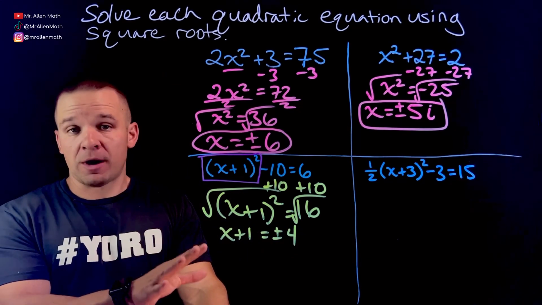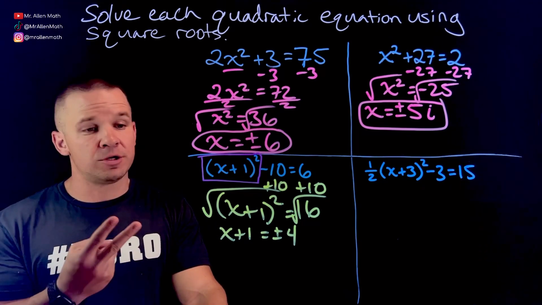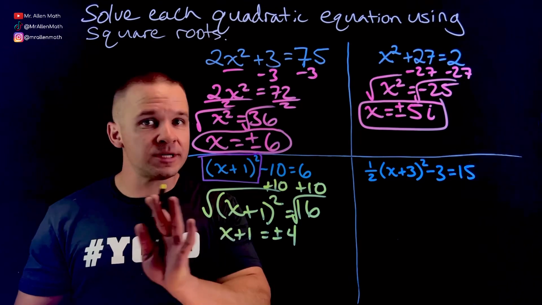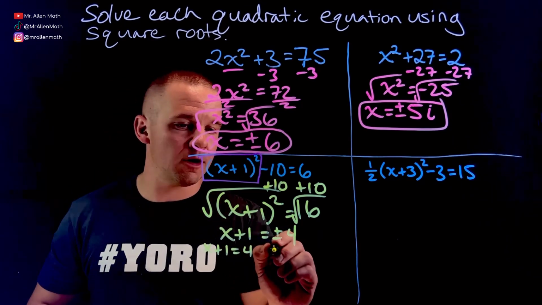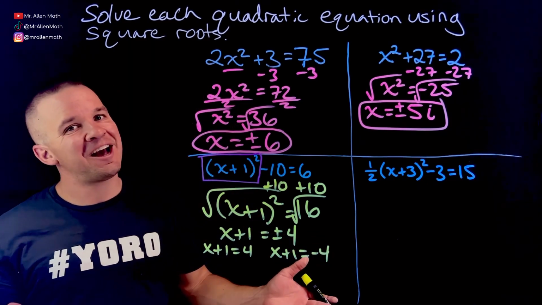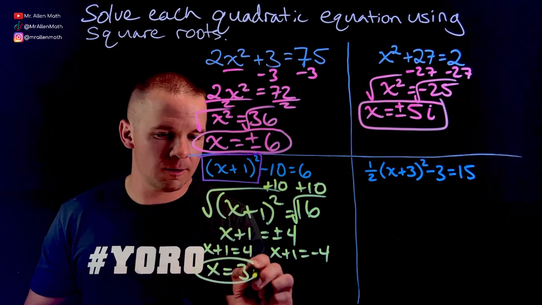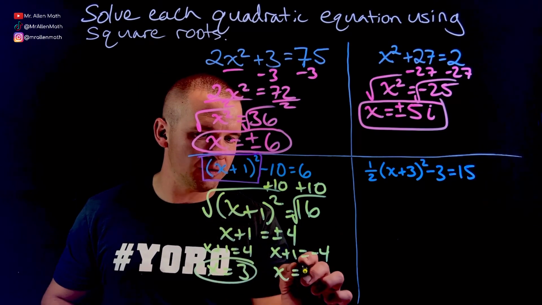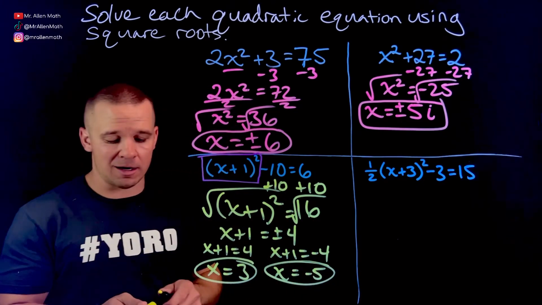Here's what I like to do in this part, okay? To each their own. Whatever you want to do, you can try and do this in your head and get your two solutions and possibly screw it up. Or take the extra 2 seconds to say, okay, I got x plus 1 equals positive 4. x plus 1 equals negative 4. Yay. Now I just solve these two simple equations. Subtract 1, I get x equals 3. Subtract 1, I get x equals negative 5. There's my two solutions. That's awesome and dope.